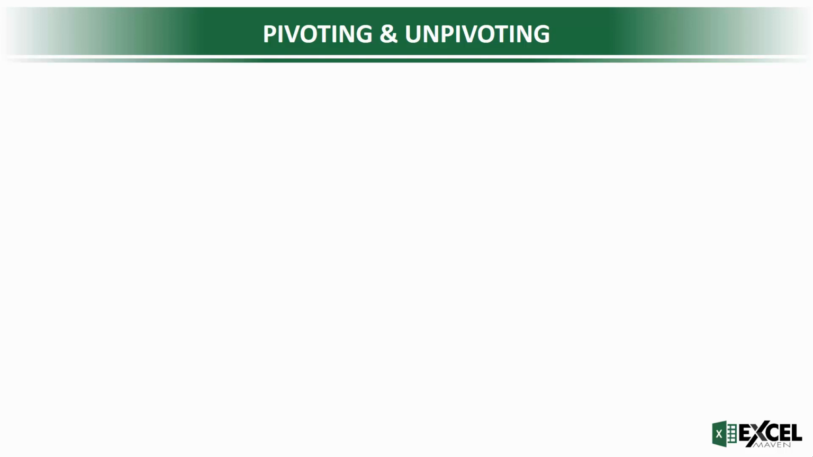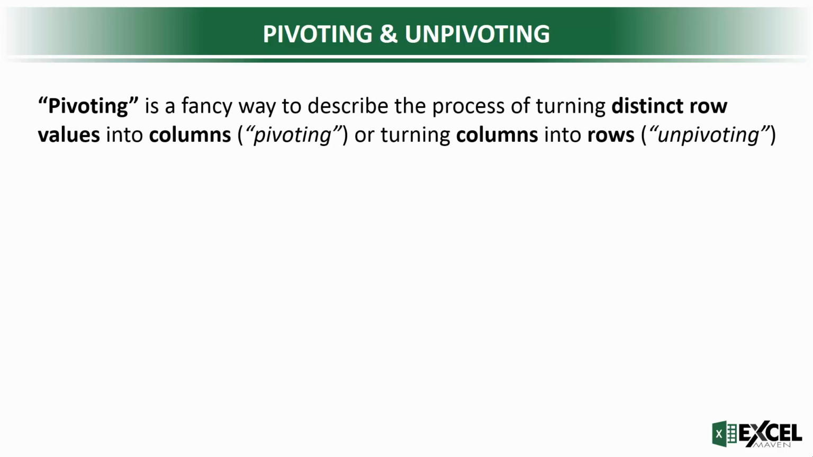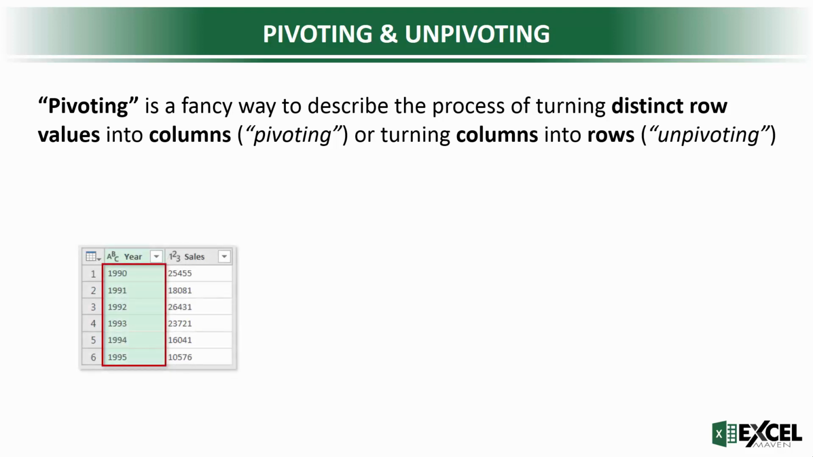We're going to start with pivoting and unpivoting. And it sounds a little bit nebulous, but basically, the way I describe it is that pivoting is really just a fancy way to describe the process of turning distinct row values into their own columns. That's called pivoting, or turning columns into rows, which is called unpivoting. Now, you're probably reading this and saying, okay, I understand all those words, but it's still not quite clicking. At least that was my experience. So hopefully this visual will help.